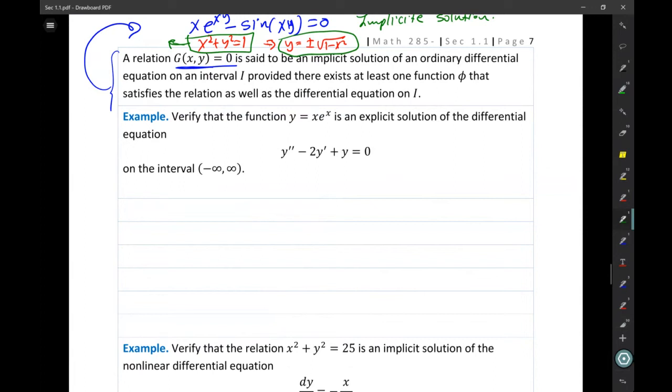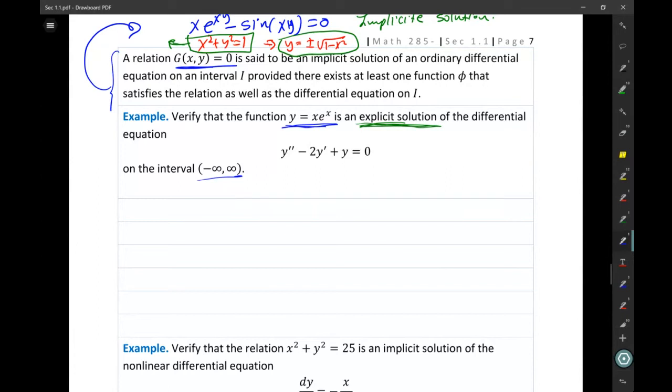Yes, doctor. Right. It's just to see how we can clarify the explicit solution and the implicit solution. Here we will go back to calculus one again. Verify that y equals x e to the power x is an explicit solution for this differential equation in this interval.